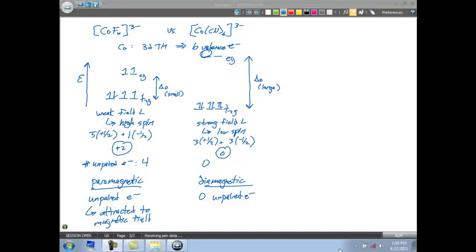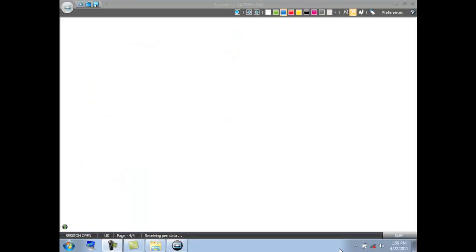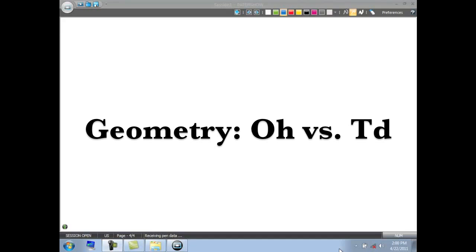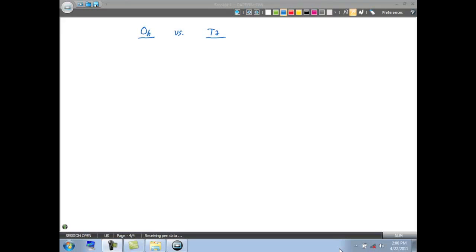So first, let's go and compare an octahedral geometry versus a tetrahedral geometry. And we need to try to analyze the shapes of these.